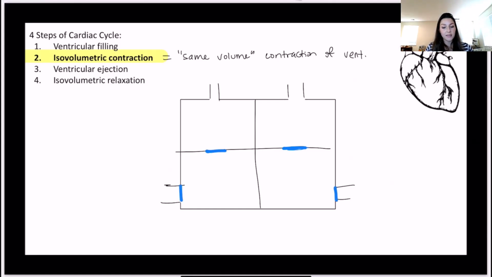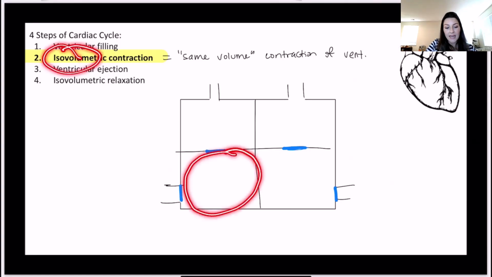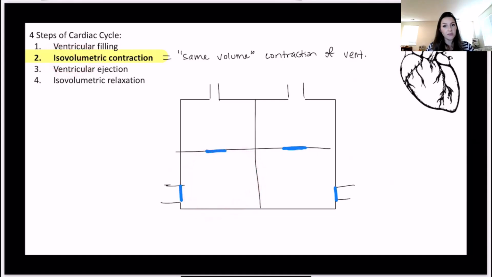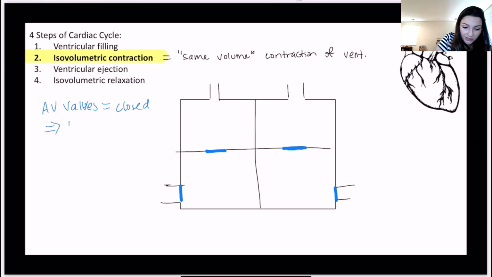So why this stage is called isovolumetric is because the ventricles stay at the same volume because the valves are closed. Everything is stuck in there. All the blood is stuck in there. So the AV valves are closed, and that's because the pressure in the atria is less than the pressure in the ventricles.